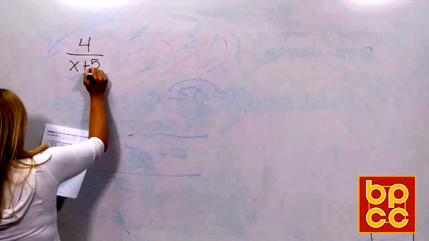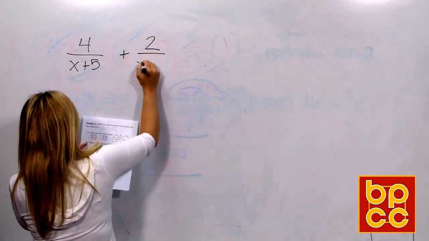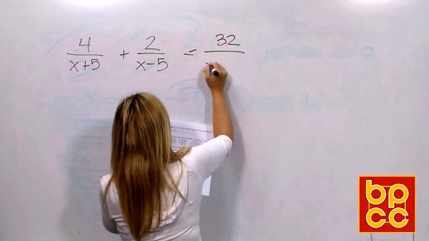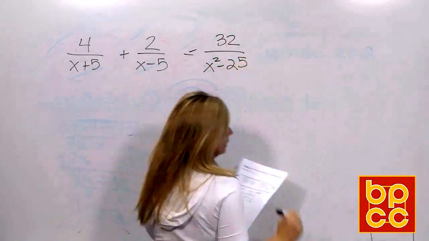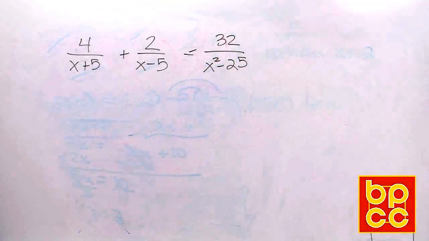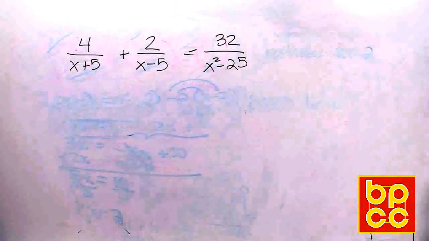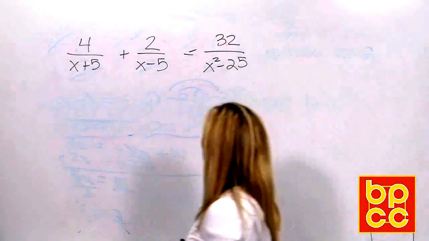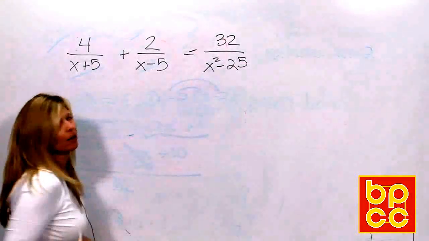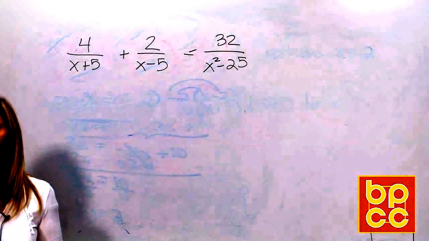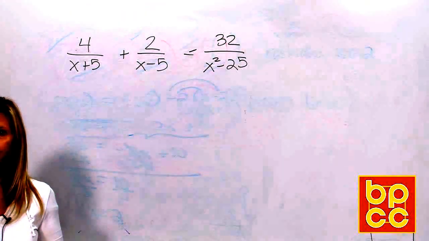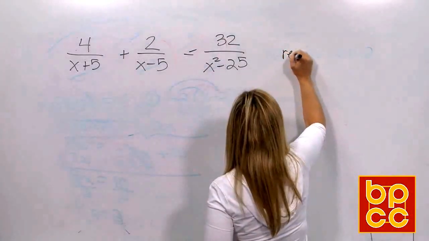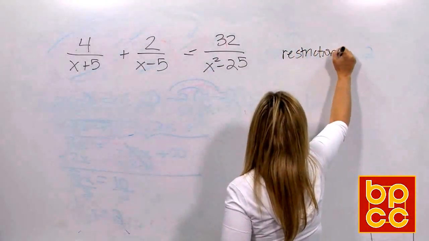4 over x plus 5, plus 2 over x minus 5, equals 32 over x squared minus 25. Ugh, that is a rational equation. It has fractions in it. Okay, if you look closely, where are your variables located? In the denominator. So now we've got to make a decision. We know the denominator can never be what number? 0. Very good. So that's the first thing they're going to ask us for, the restrictions.